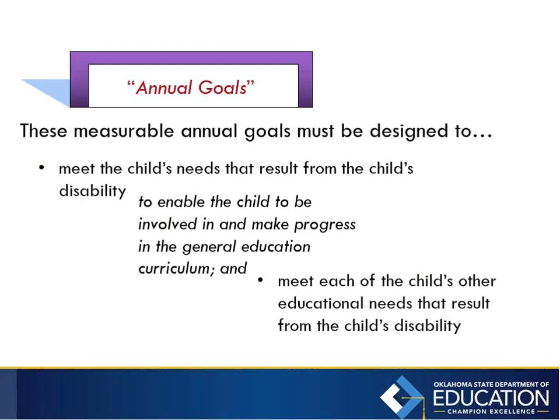And of course, the annual goals should meet each of the child's other educational needs that result from the child's disability. And academic goals are great. That's where a lot of our goals are written, in the academic realm. But look at it. Do you have a student with behavior issues? Put some behavior goals in there and talk to the child about that.